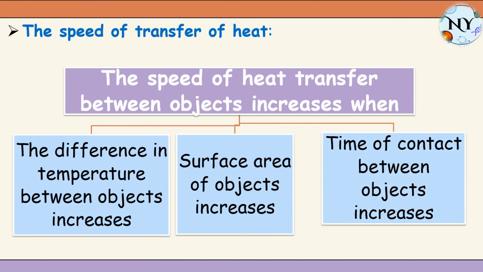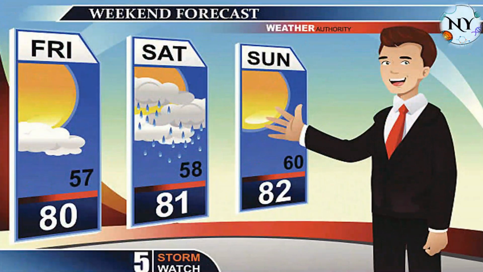Here, the speed of the heat transfer between objects increases. When does heat transfer happen very quickly or increase? If I have two objects and the difference in temperatures between them increases, a big gap in temperatures between them. If the surface area of objects increases, like if I have one container larger than another, one large and one small. And the time of contact between objects increases, if the two objects are in direct contact for a long period of time.